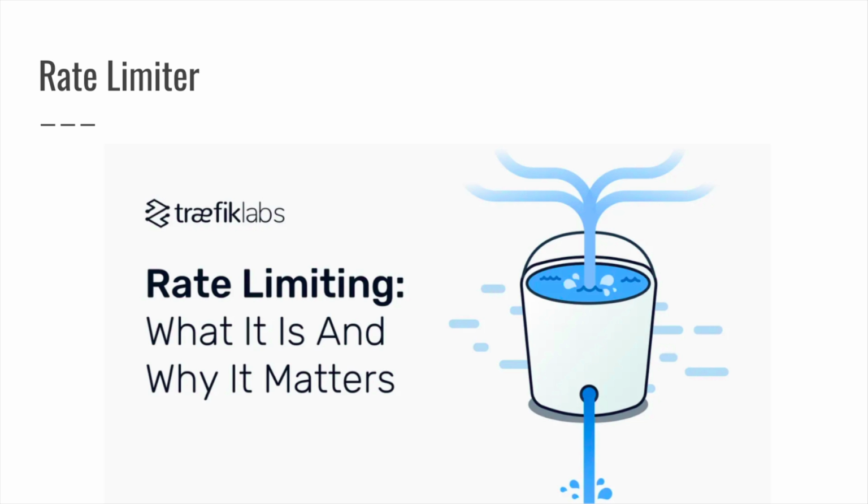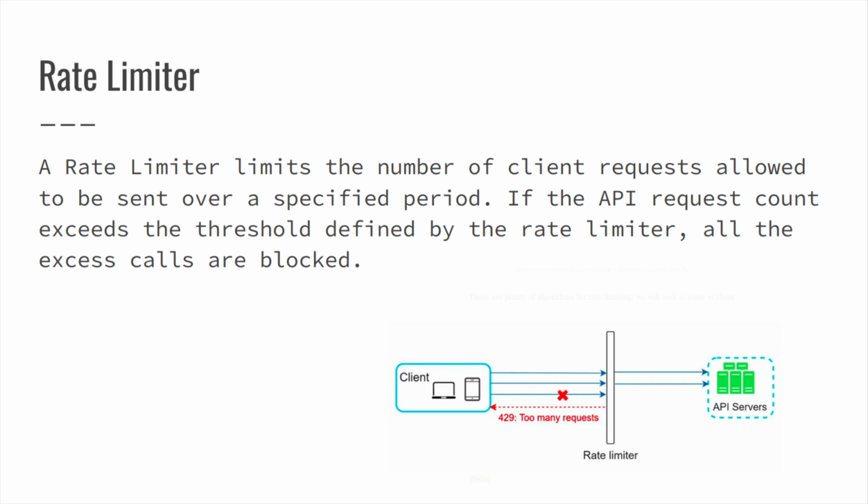So what is a rate limiter and why does it matter to have it in our infrastructure? A rate limiter limits the number of client requests allowed to be sent over a specified period of time. If the API request count exceeds the threshold defined by the rate limiter, all the excess calls will be blocked. For example, a user can only post up to 10 times in a minute, or a user can only create up to 10 accounts per day from the same IP address.